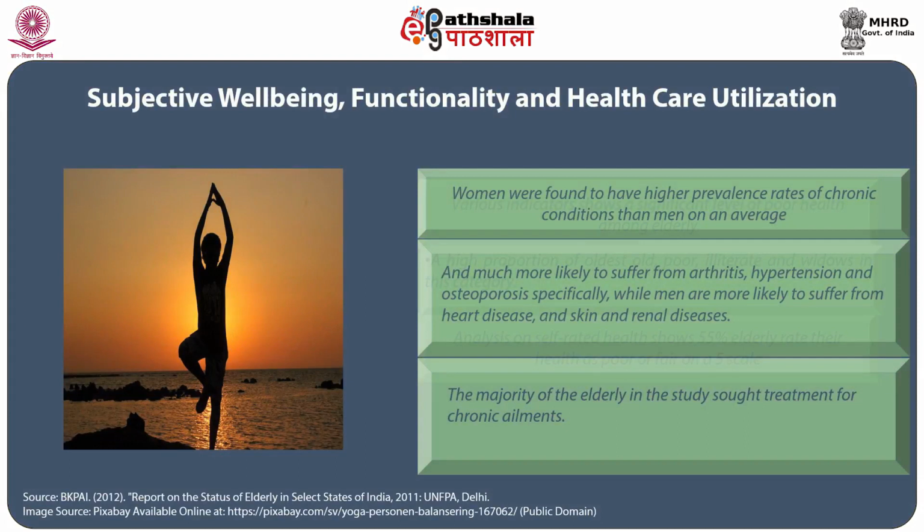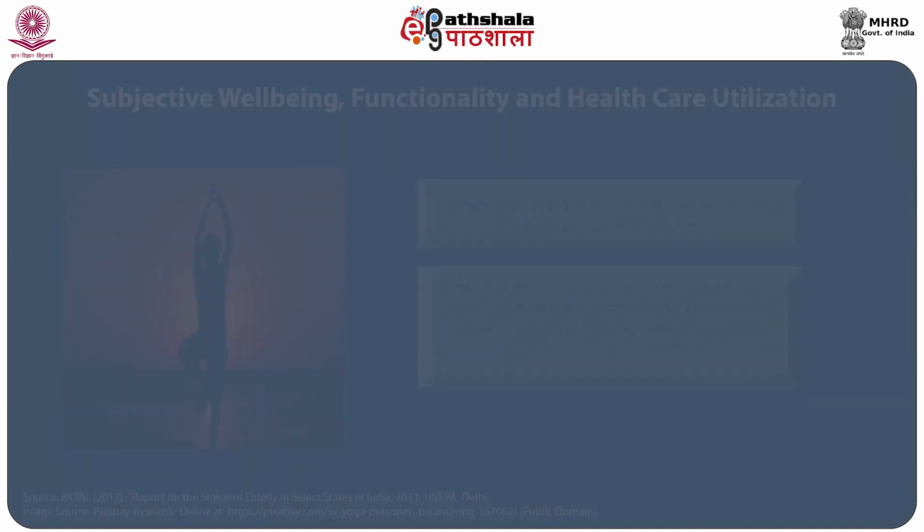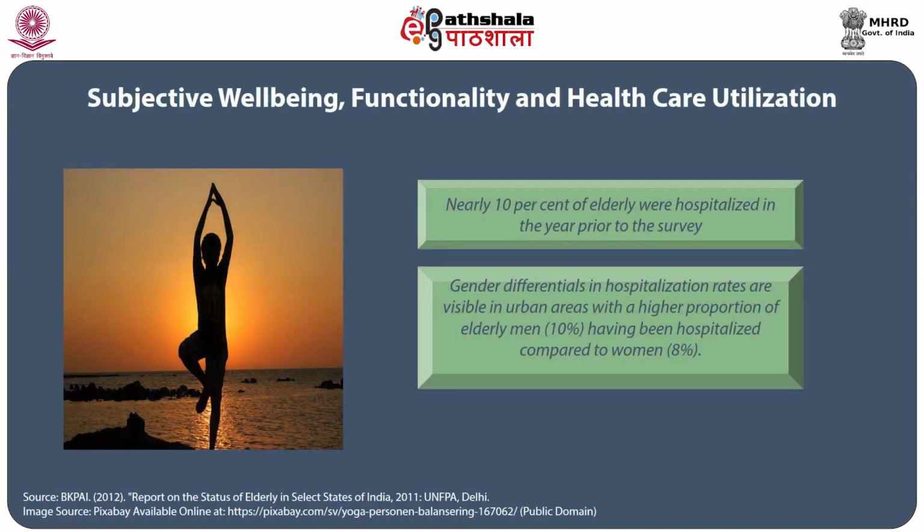Women have higher prevalence rates of chronic conditions than men on average and are much more likely to suffer from these diseases. The majority of the elderly sought treatment for chronic ailments. Overall, nearly 10% of the elderly were hospitalized in the year prior to the survey. Gender differentials in hospitalization are also visible, especially in urban areas.